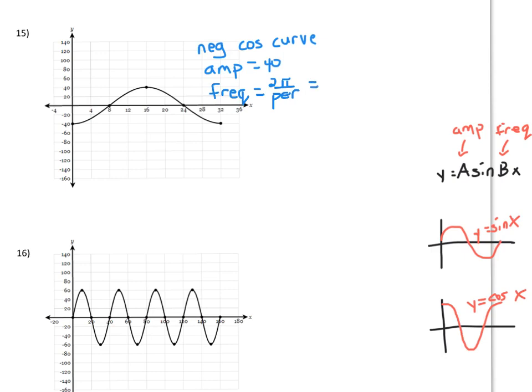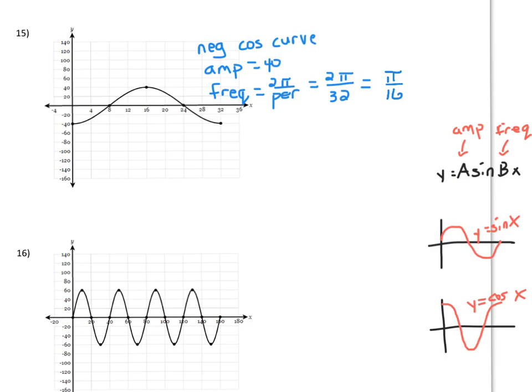Okay, so the frequency is going to be equal to 2 pi over, well, the period is how long it takes to complete one cycle. And this is basically one flipped cosine cycle. This is one cycle. So it takes 32 units to get there. So I'm going to replace period with 32. Okay, and then since 2 over 32 simplifies to 1/16, this can simplify to 1 pi over 16, which I don't like to write the 1. I'm going to write it as pi over 16. If you put the 1, it wouldn't be wrong, but usually it's preferred not to write it.